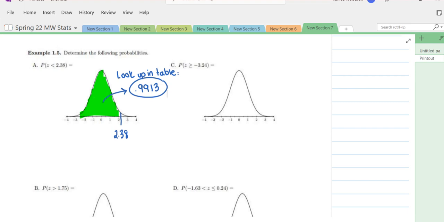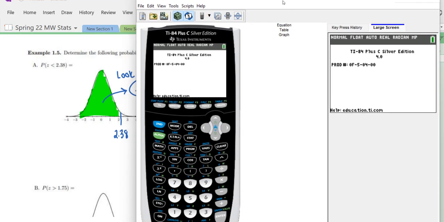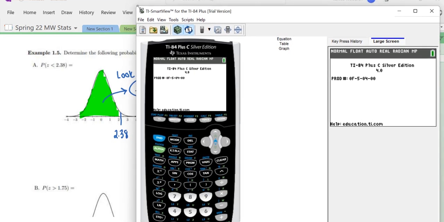Okay, now you can do this in your calculator. So let me find my calculator. So there's actually different methods for the 83 and the 84. So let's do both. Uh-oh. My 84 somehow undownloaded from my computer. Hold on 1 second. All right, got it. Let me make this just a little smaller.